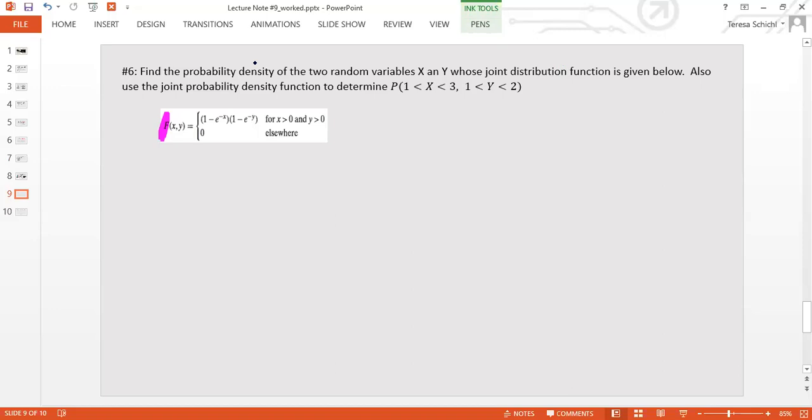The integration of the PDF is equal to the CDF, right? So now I need to find f of x, y. For a single variable, you just take the derivative, but now I have two variables. So when I have two variables, I need to take the derivative twice, correct? So now let's start here.